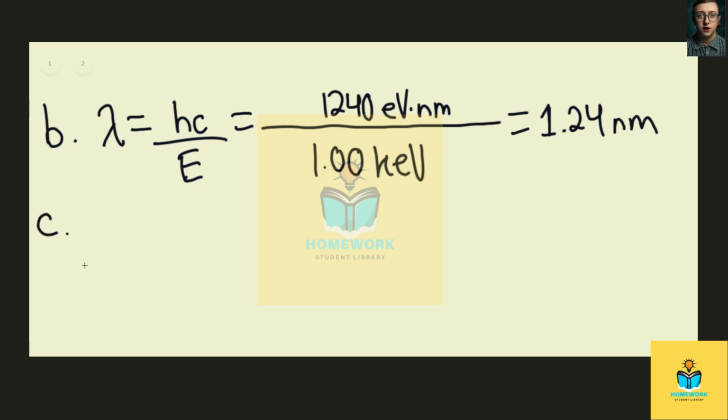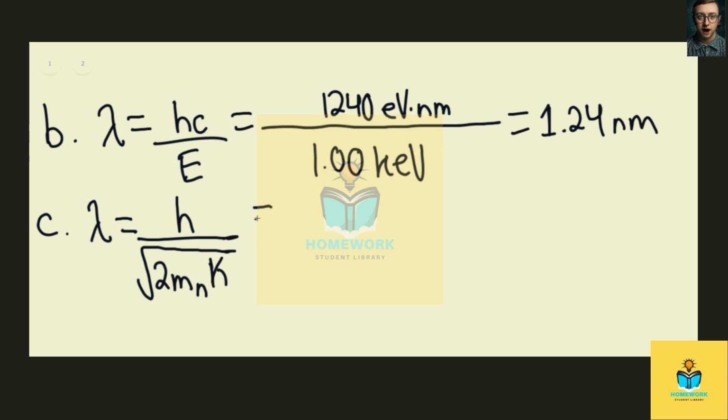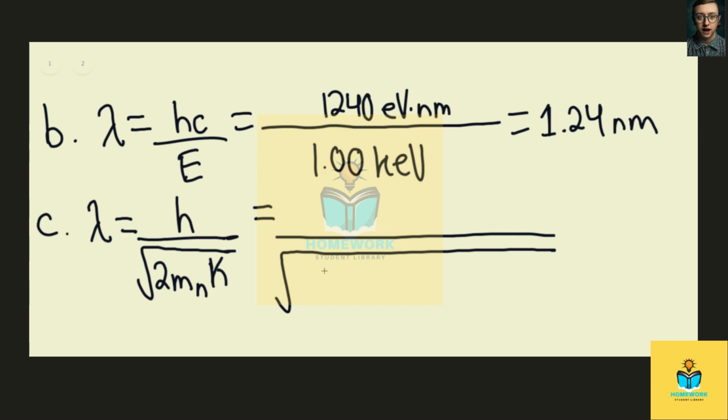And then finally, for part C, the neutron mass may be found in Appendix B, and then we're simply using that mass in order to find the wavelength. We're also going to be using the conversion from electron volts to joules. So now we have that the de Broglie wavelength is going to be equal to Planck's constant divided by the square root of 2 times the mass of a neutron, or we can simply say lowercase n, times the kinetic energy.